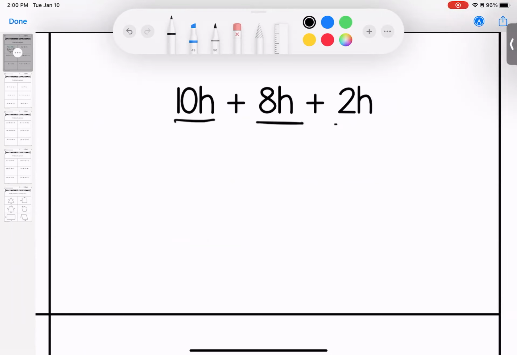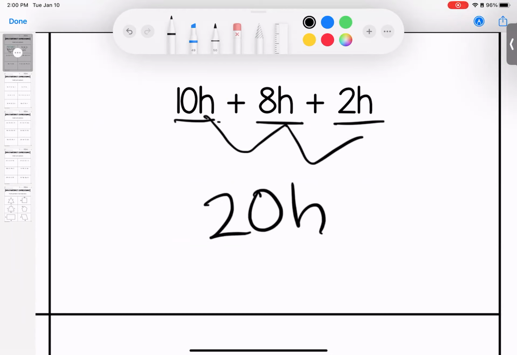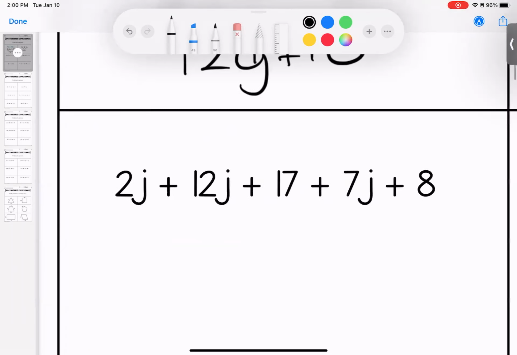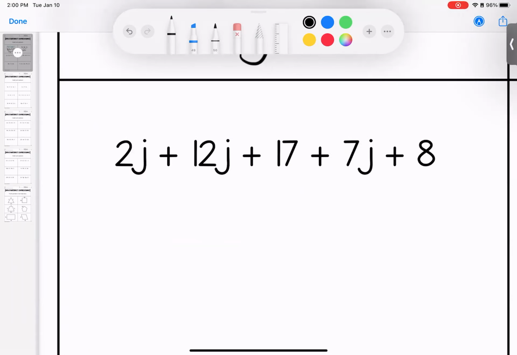Over here, these are all the same. 10H, 8H, 2H. So add 10 and 8 is 18. 18 and 2 is 20. 20H.